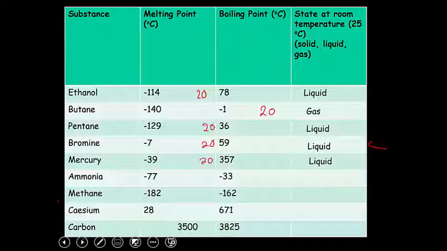Now for ammonia, it's above the boiling point and the melting point, so that means it's a gas. And the same for methane. Then cesium, it's below both the melting point and the boiling point, which means it must be a solid. And the same for carbon.